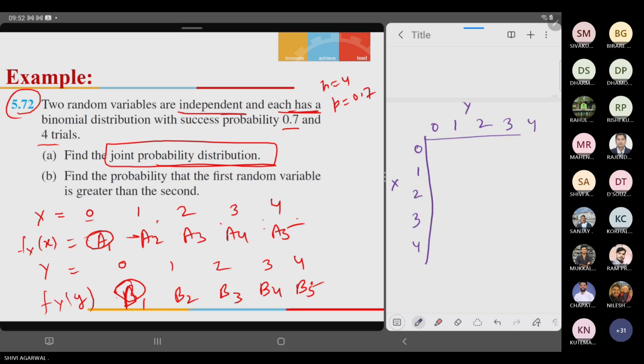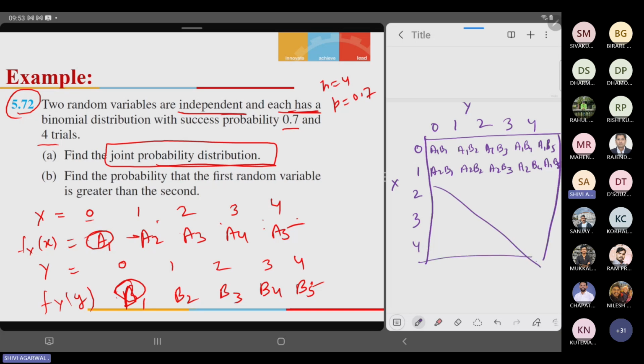So this value is what? A1, B1. This value is A1, B2. This value is A1, B3, A1, B4, A1, B5. Similarly here, this is A2 with B1, A2, B2, A2, B3, A2, B4, A2, B5. You just calculate all the things here. So you have to make this table. That is the joint table.